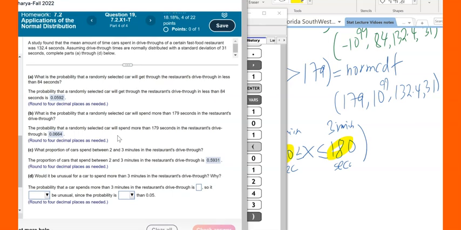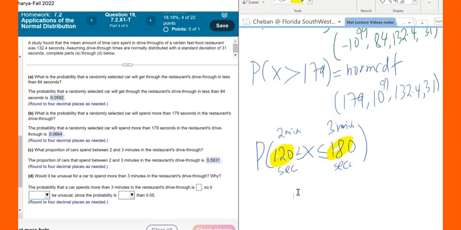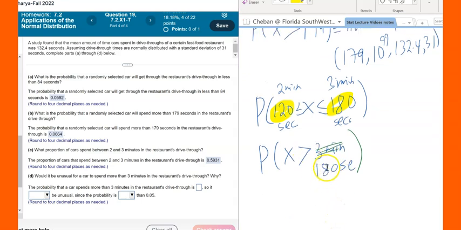Okay, part D. Would it be unusual for a car to spend more than 3 minutes in the restaurant drive-thru? Why? More than 3 minutes means you're looking for the probability that X is more than 3 minutes. What's the 3 minutes again? 180 seconds. Therefore we're looking for the probability of more than 180 seconds. Remember that 180 is the lower bound because you are on the right of this 180.